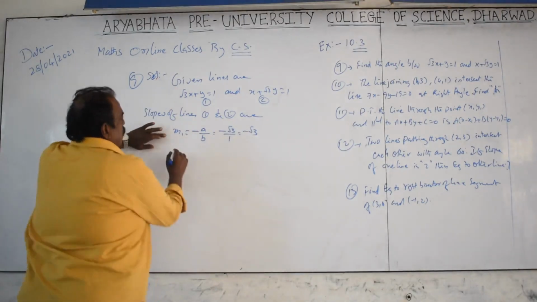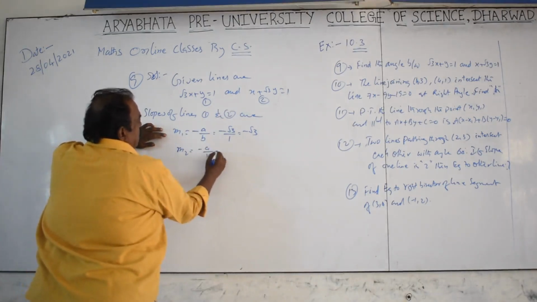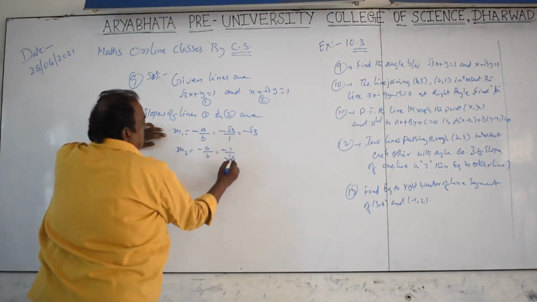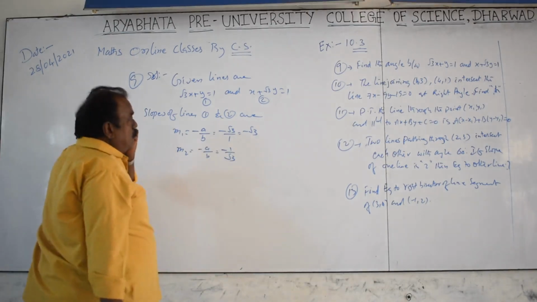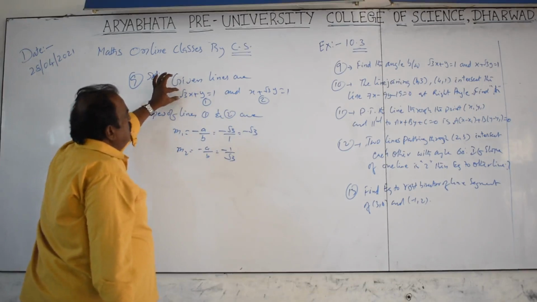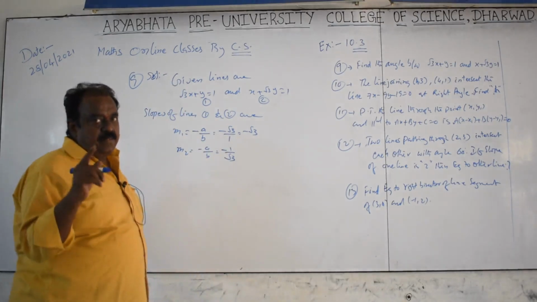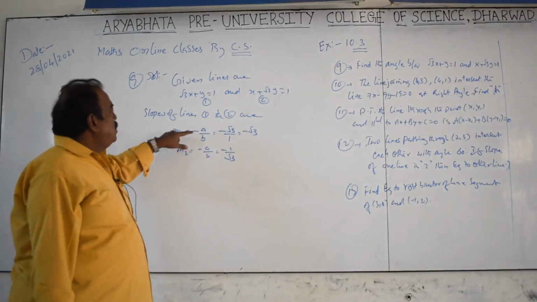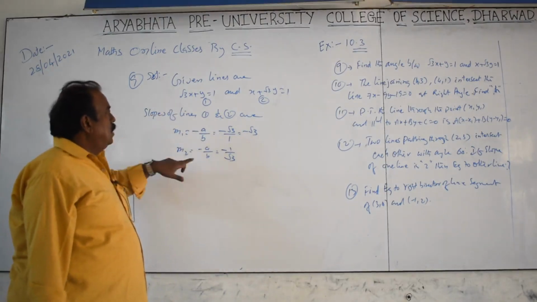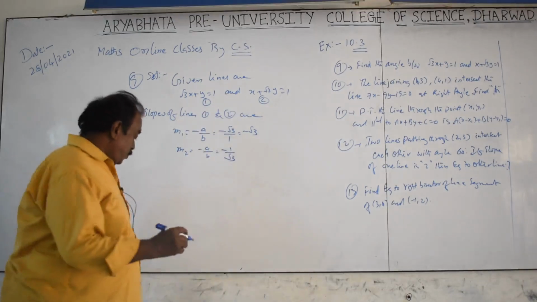Now m2 is the slope of the second line, it is also minus a by b. It is minus 1 by root 3. That is minus root 3 for the first, whereas it is simply minus 1 by root 3 for the second. It is minus a by b, not minus b by a. Minus b by a is the sum of roots, that is a different one. Here it is minus a by b in the second, minus 1 by root 3.